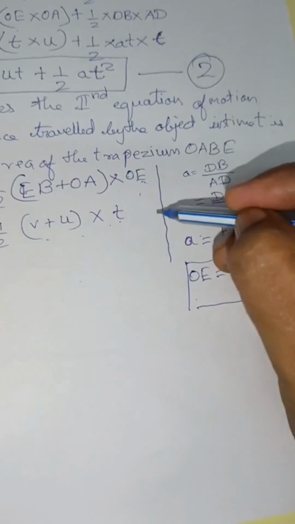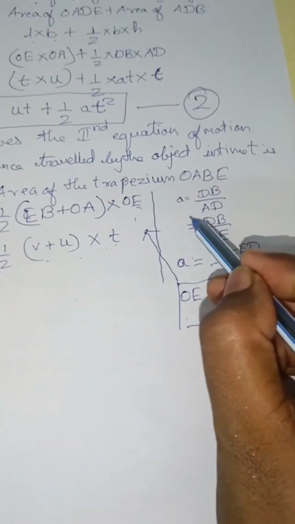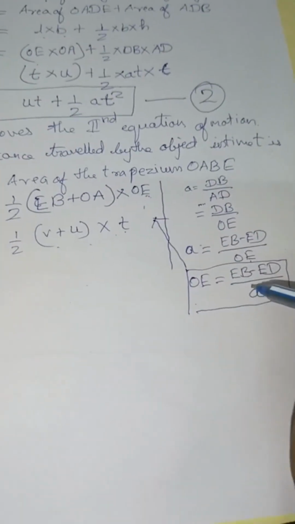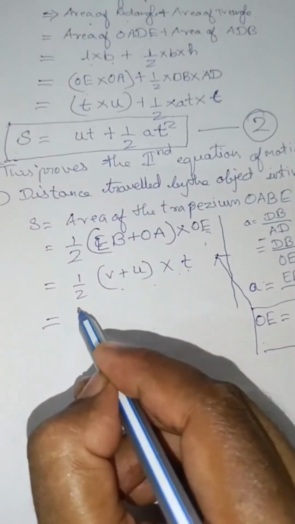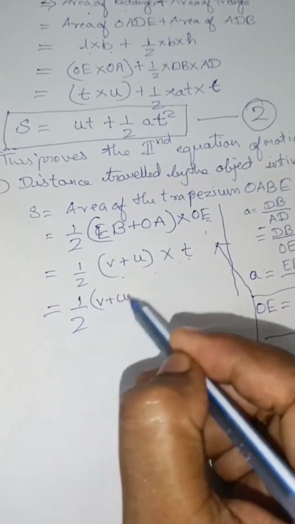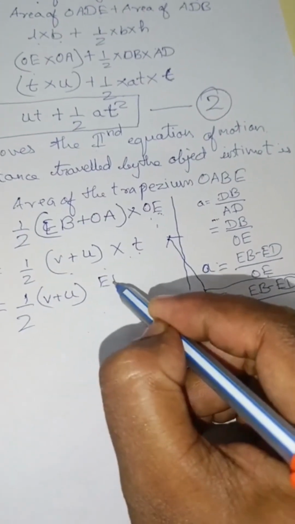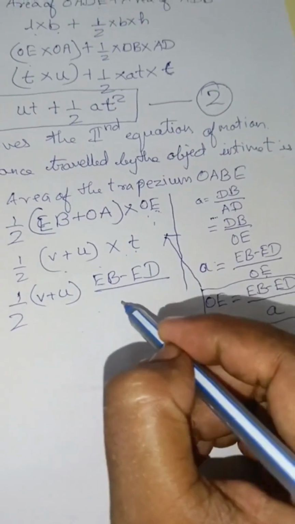So this OE I have to substitute here, from the first equation of motion. I got this equation from the first. So OE is equal to (EB minus ED) by A. That is nothing but half times of (V plus U) into this OE. How can I write it here? (EB minus ED) divided by A.